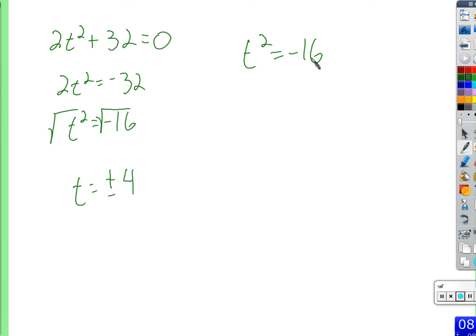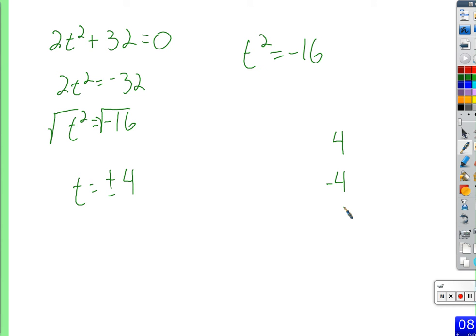Now, can anybody tell me why 4 doesn't work? What's that? You put 4 in there, you square it. 4 times 4 is? Positive 16, okay. What about negative 4? Also gives you positive 16. Negative 4 times negative 4, still positive 16. So what do we do? We need some kind of number that multiplies by itself and gives us a negative number. Do you know of any like that?